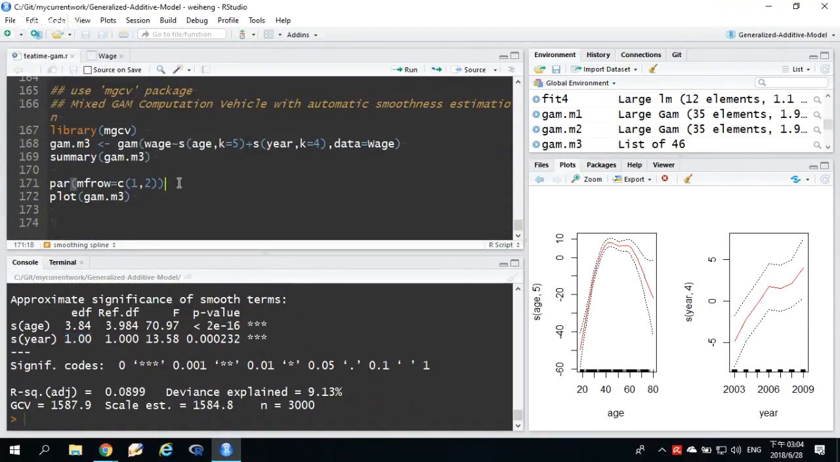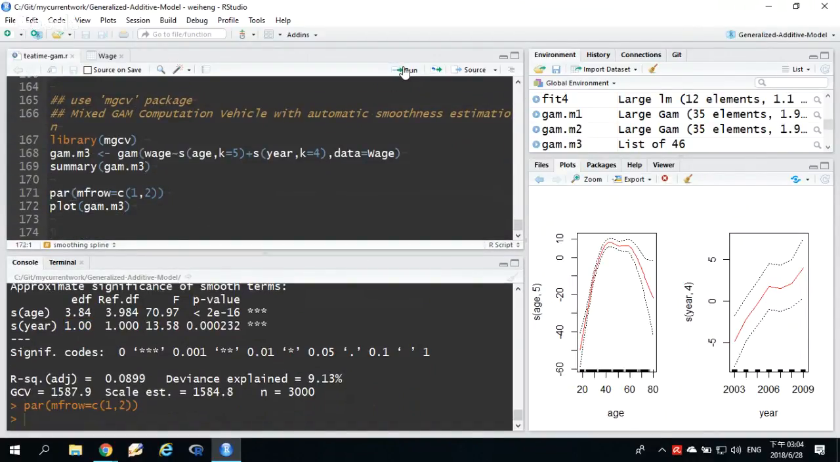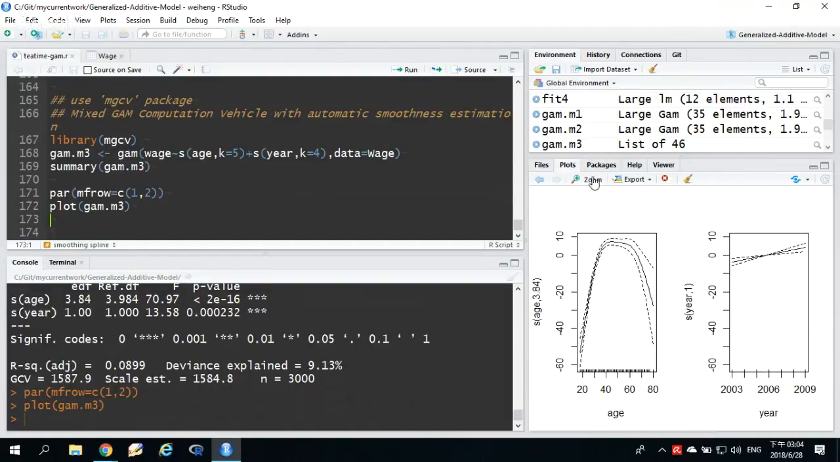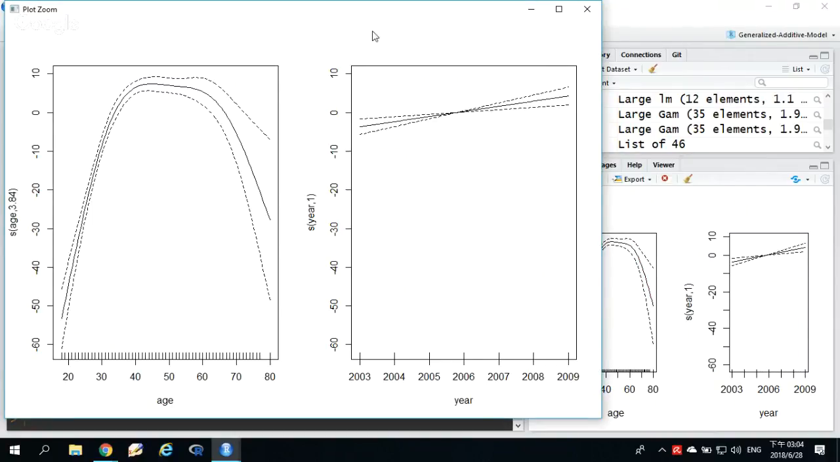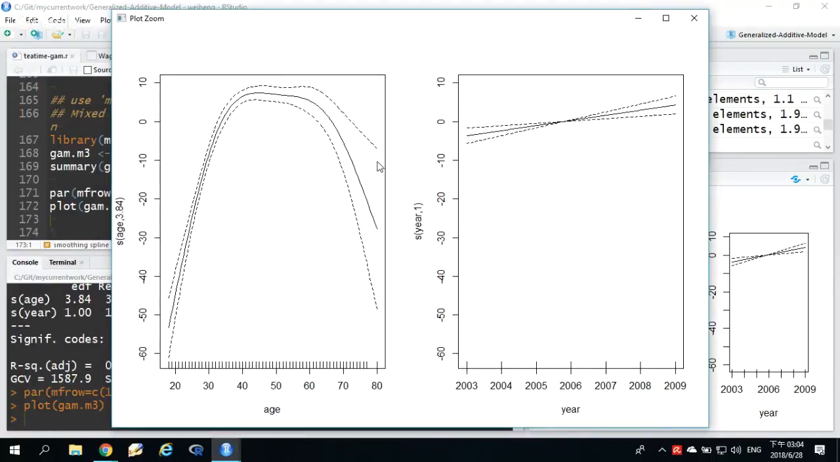And you can also just plot it. It will look like this. We can find that the response versus age shows a nonlinear trend, but the relationship between the response and year shows a linear trend.